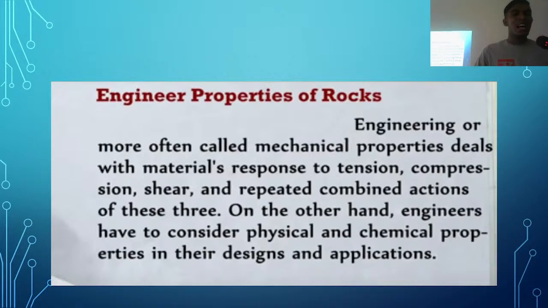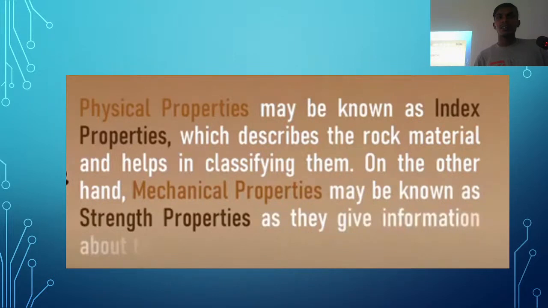Myself, Uttam Kumar. I will continue the next topic, engineering properties of rocks. Engineering, or often called mechanical properties, deals with materials' response to tension, compression, shear, and repeated combined action of these three. On the other hand, engineers have to consider physical and chemical properties in their designs and applications. Physical properties may be index properties, which describe the rock's materials and help in classifying them. Mechanical properties may be known as strength properties as they give information.